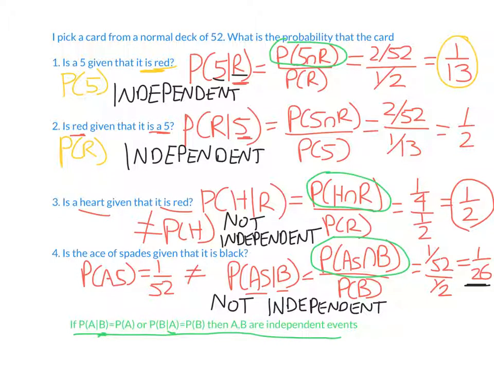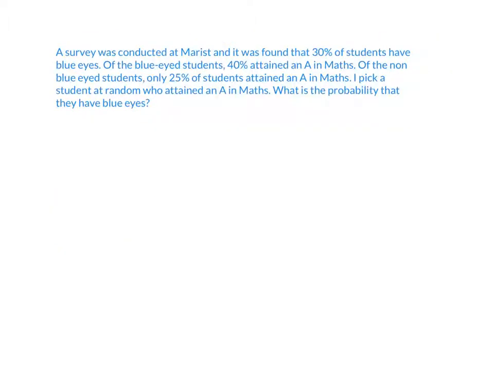All right, now we're just going to do one more slightly challenging worded question. So let's look at this question here. We did a survey at Marist and found 30% of students have blue eyes. Of those blue-eyed students, 40% attained an A in maths. Of the non-blue-eyed students, only 25% attained an A in maths. So if I pick a student at random who I know attained an A in maths, what is the probability that they have blue eyes?